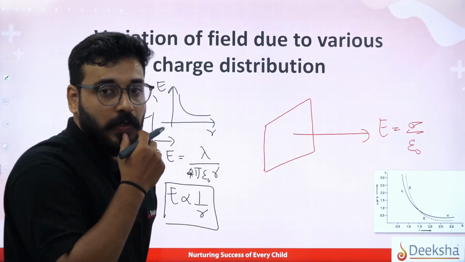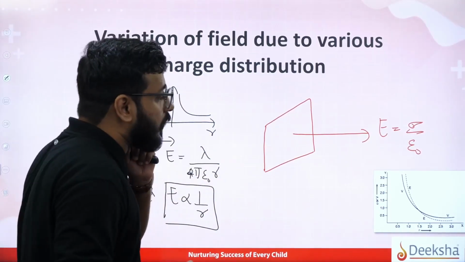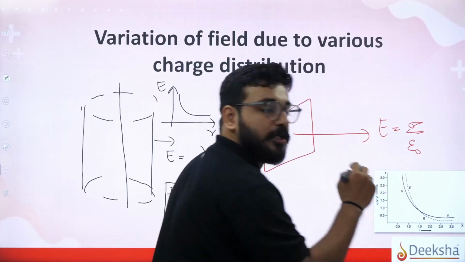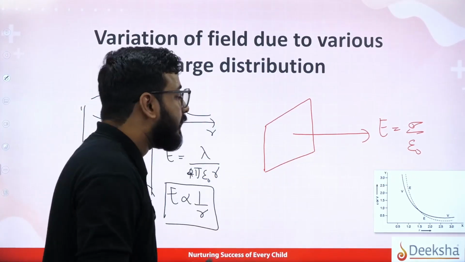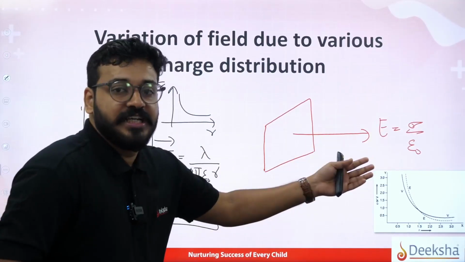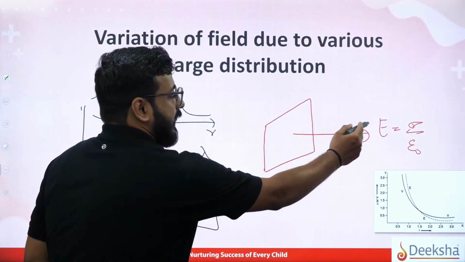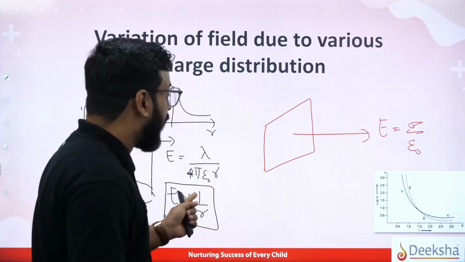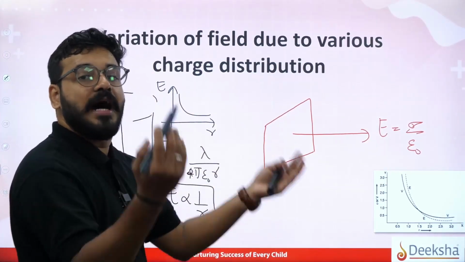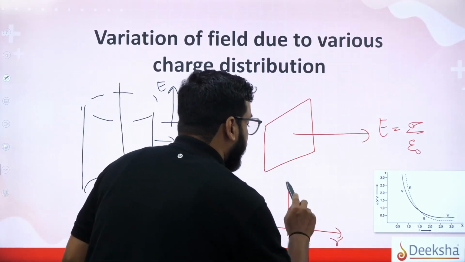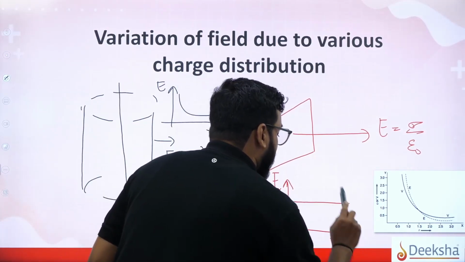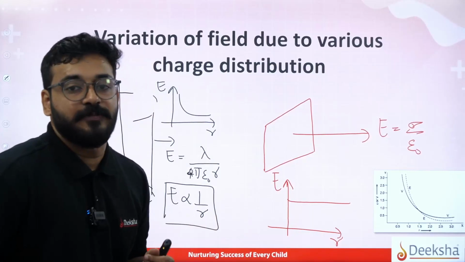Sigma by epsilon naught. Okay, so it is sigma by 2 epsilon naught for a thin sheet, and sigma by epsilon naught for a thick sheet. So I am taking a thick sheet, so let it be. Anyway, even if it is a thin sheet or a thick sheet, how does the electric field vary with respect to r? You see, it is not varying, there is no r component at all. So when you plot a graph with respect to r, it will be a parallel line because it is not varying with respect to r.